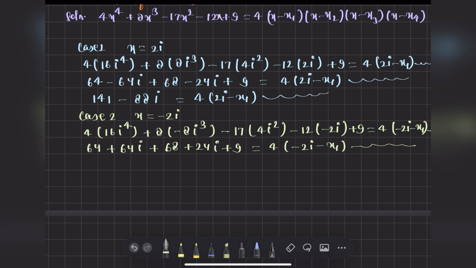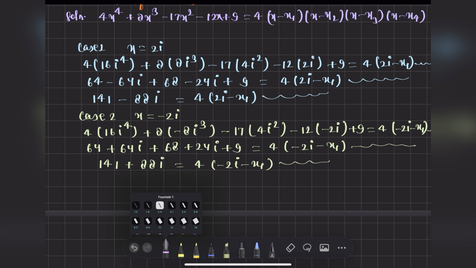Okay, so let's add them. Like 4 8 12 21, so 1 carry 2, 6 6 12, 14. Okay, so 14 plus 88 iota. Now look at this, 4 minus 2 iota x1, and then the remaining thing is the same. Okay, so we got two equations.